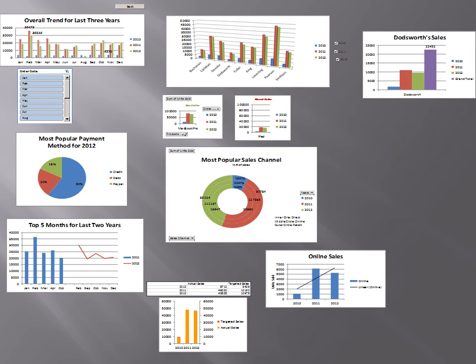This last slide is my complete dashboard presentation, showing graphic answers to all 12 of my mock-up questions. Now I know I only touched on 3 of these, but again, there are 3 that I felt were the most important to the head of a company. Once again, those were what was the overall trend for the last 3 years, who was the top salesman for those 3 years, and what was the most popular payment method in 2012, being the most current year.